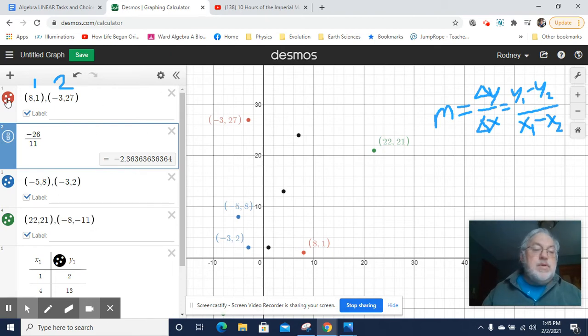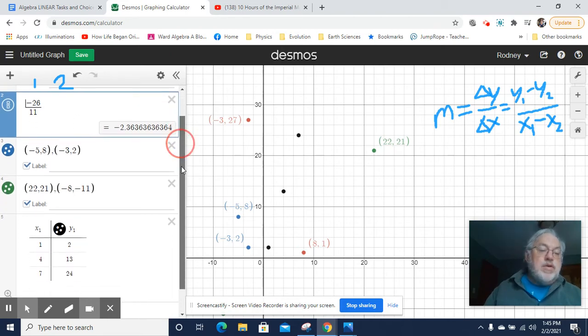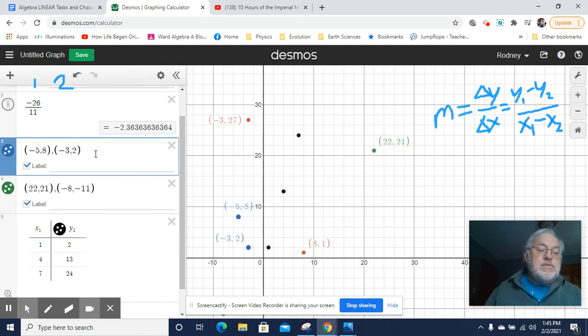That means that between these points, if I have from 8, 1, and I've got negative 3, 27 going between them, that's going to be a negative slope, down 26 over 11, down 260 over 110. Any equivalent fraction for this will work, but down 26 over 11. We'll take care of this one now.